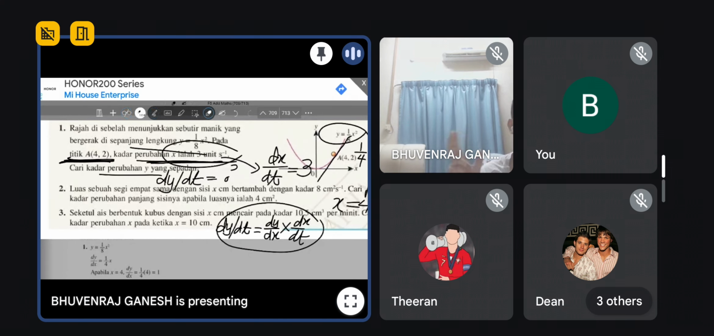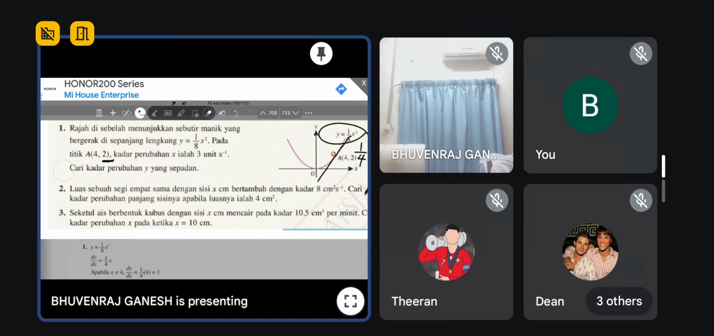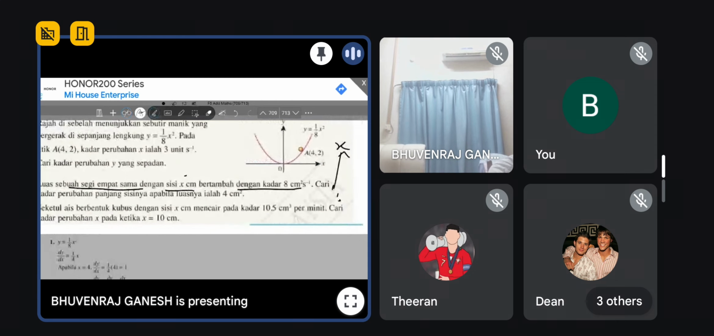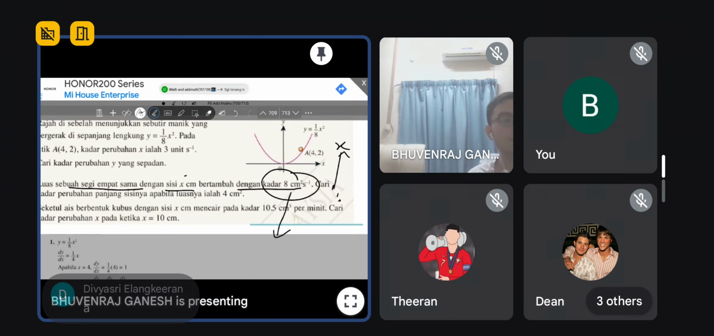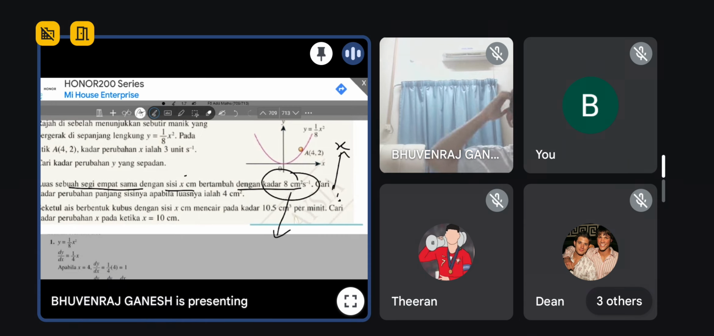Okay, now number 2 and 3, you must imagine a bit already. It's more of imagination. So now they tell you that the area of a square, segi empat sama, the side is x. It increases at this rate. So guys, for this quantity, can you all tell me what is the symbol that we write? Apa simbol dia? I want the complete one. 8 cm square per second.